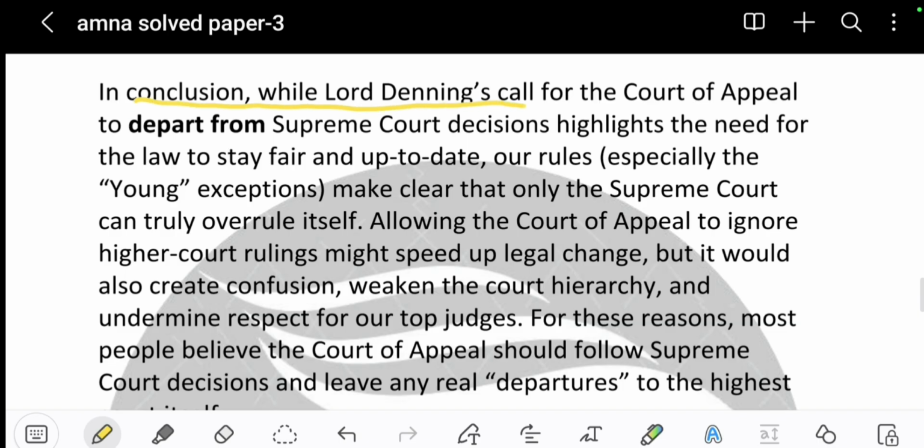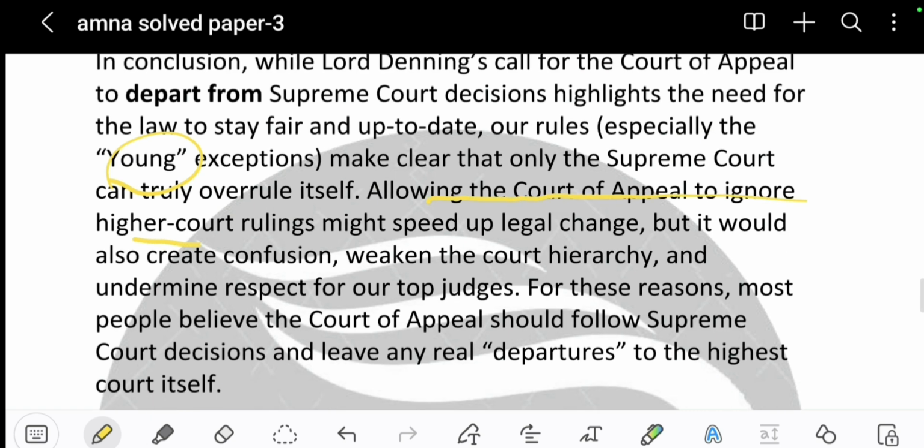In conclusion, while Lord Denning's call for the Court of Appeal to depart from Supreme Court decisions highlights the need for the law to stay fair and up to date, our rules, especially the Young exceptions, make clear that only the Supreme Court can truly overrule itself. So basically, in conclusion, I have written down that Lord Denning was the main person who highlighted that the Court of Appeal can depart from Supreme Court decisions if they wanted their decision to be fair and up to date. And he also included that in Young's case, okay? But the Supreme Court also clarified that they are the only ones that can overrule their previous decision.